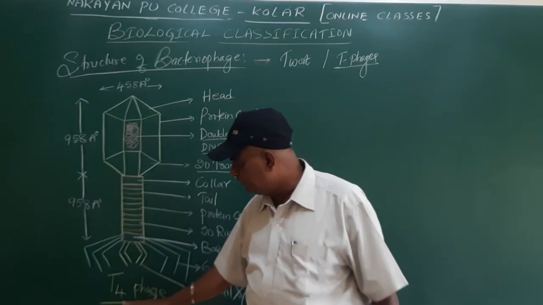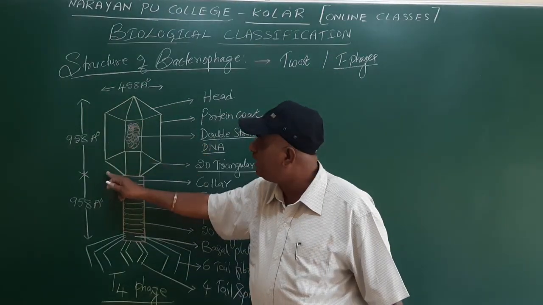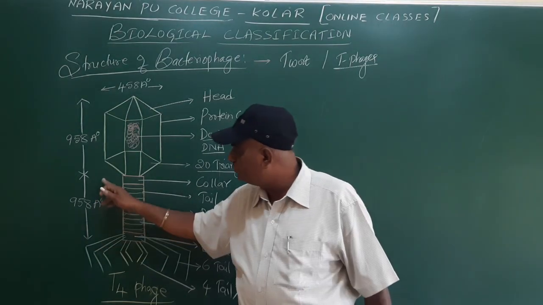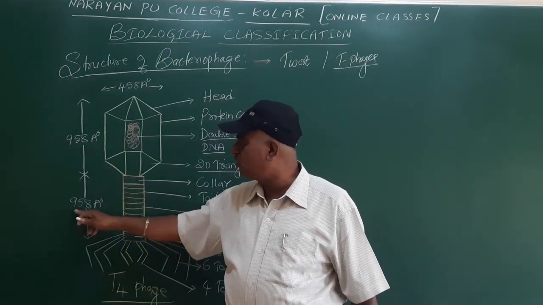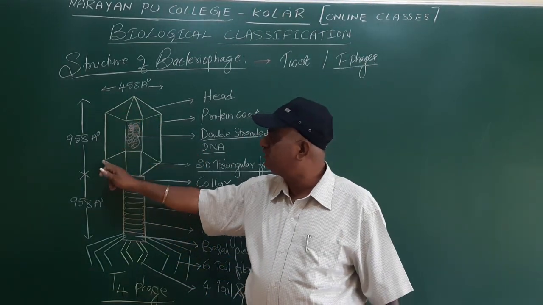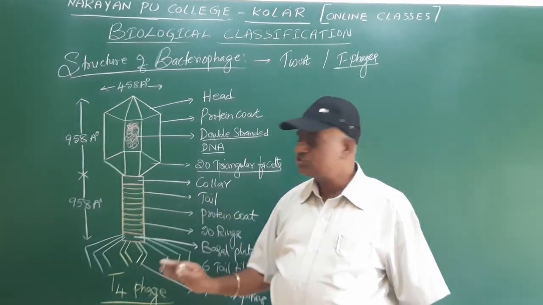But here in the T4 phage, the length of the head should be equal to the length of the tail. So the tail also has a length of 958 angstroms. The length of the head is 958 and the length of the tail is also 958 angstroms.